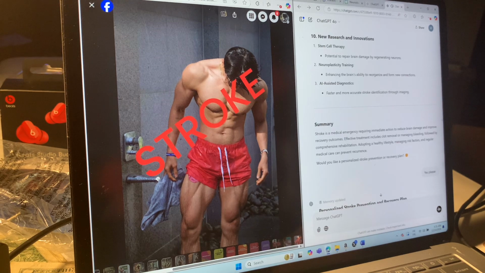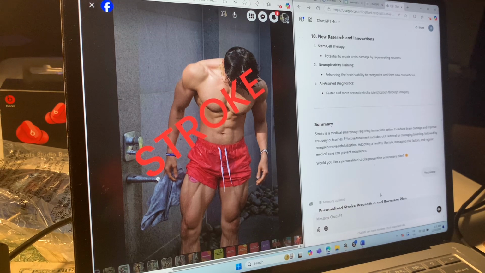B. Hemorrhagic stroke, caused by bleeding in or around the brain due to a ruptured blood vessel. Subtypes: intracerebral hemorrhage, bleeding directly into the brain tissue. Subarachnoid hemorrhage, bleeding in the space between the brain and the thin tissues covering the brain. C. Transient ischemic attack, TIA, or mini stroke, a temporary blockage of blood flow to the brain, typically lasting minutes to hours without causing permanent damage.